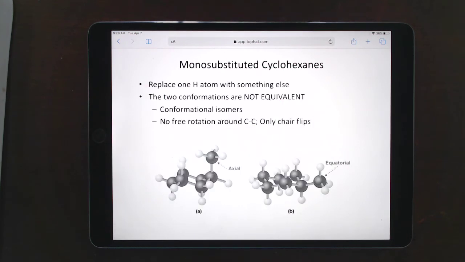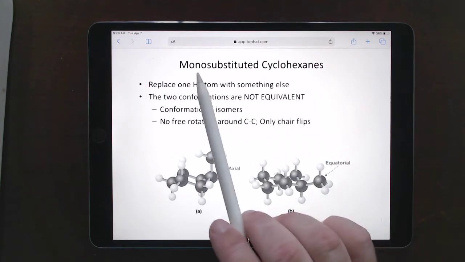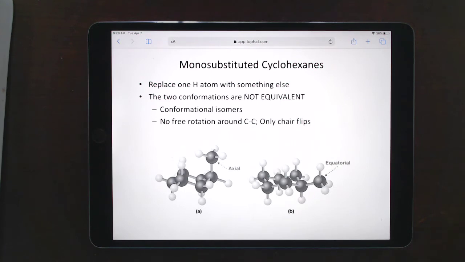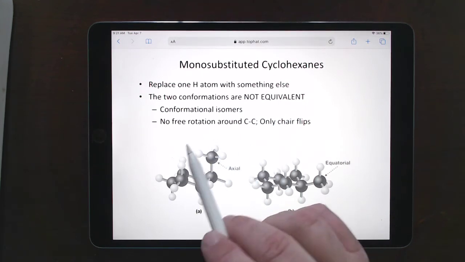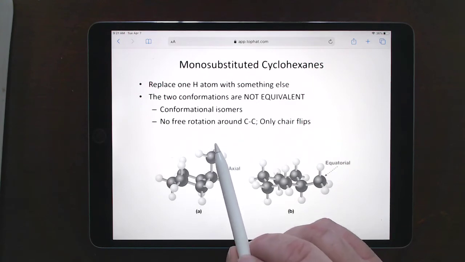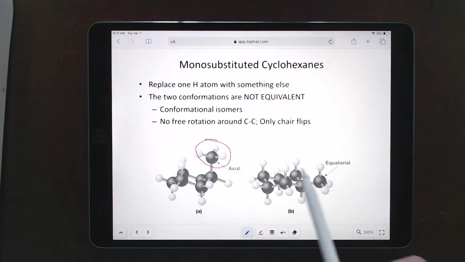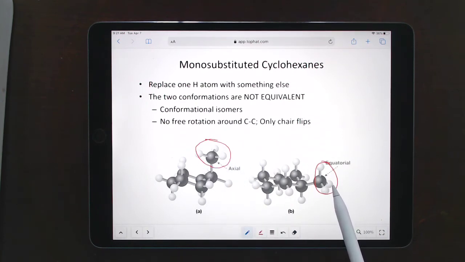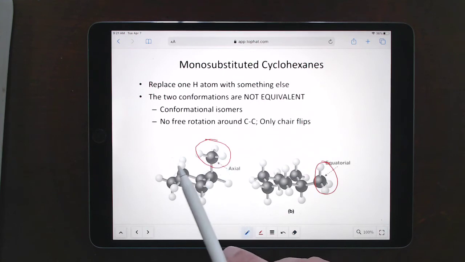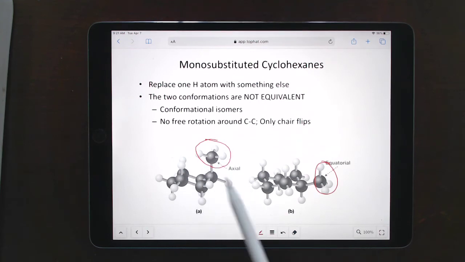Now, if you have what are called monosubstituents, so what we've done is we've substituted the hydrogen for something else. It doesn't really matter what. In this case, we put a methyl. So we've got a methyl here, and after we chair flip, what's axial becomes equatorial. As it turns out, these are not equivalent in energy.